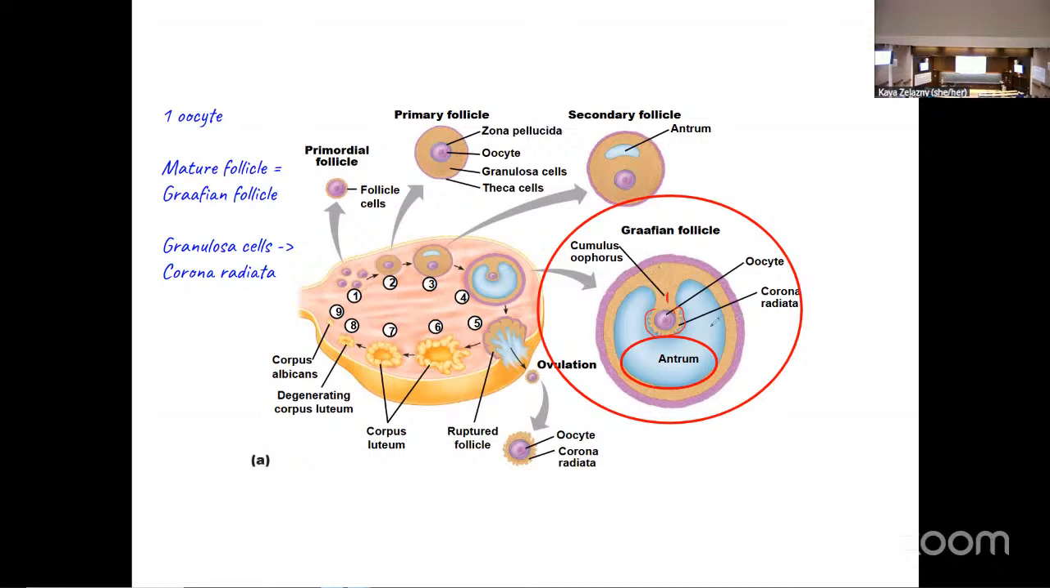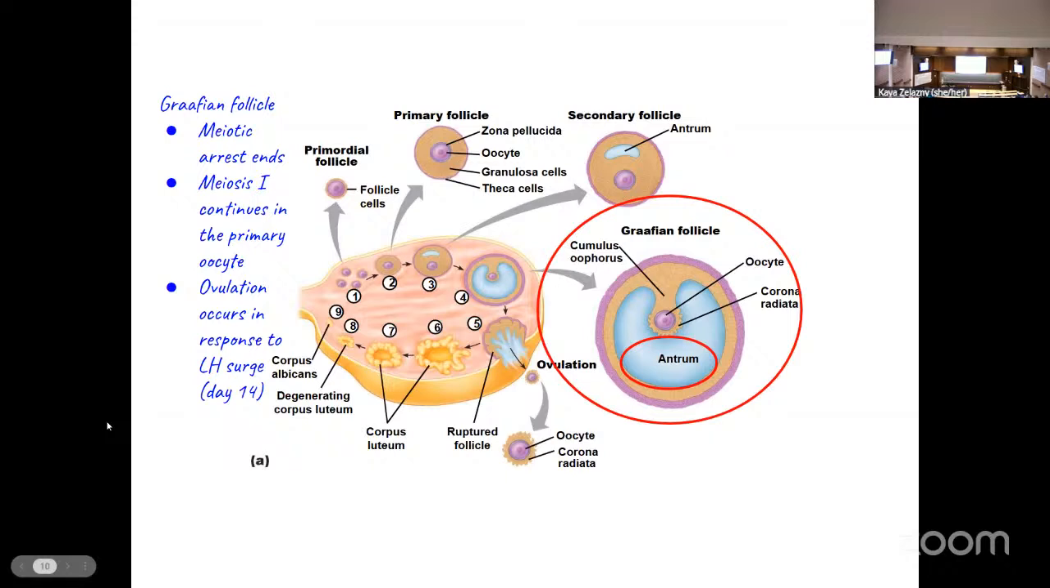Okay. So those cells are still there. They've differentiated a bit. They've changed their names. They've changed their place. This antrum has gotten really big. You can see how it's almost surrounding that oocyte, except for this little bridge zone. All right. So this is what that mature follicle looks like just before ovulation.